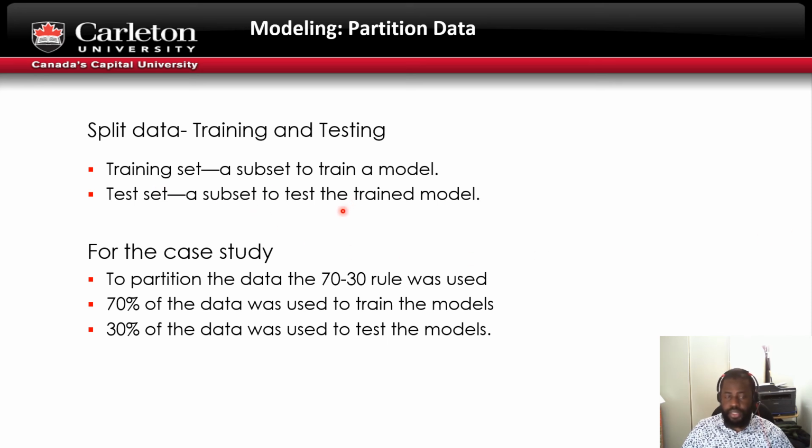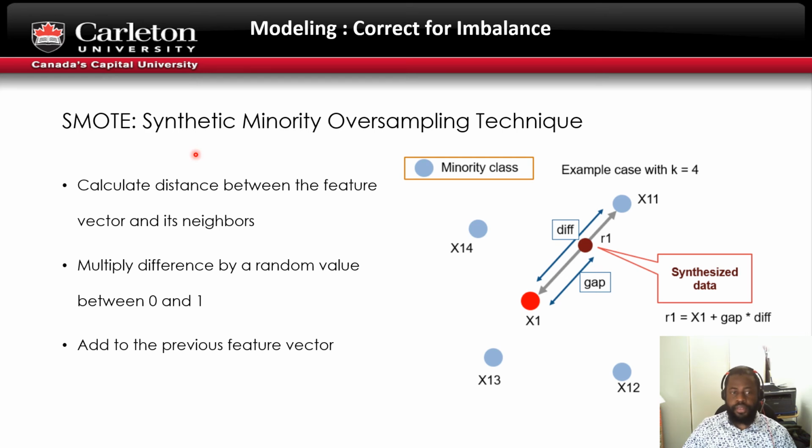So this is how we split the data. For example, in our case study, we split the data using the 70-30 rule. 70% of the data was used to train the model, while 30% of the data was used to test the models. To correct for imbalance, we use the SMOTE technique, which is the synthetic minority oversampling technique.